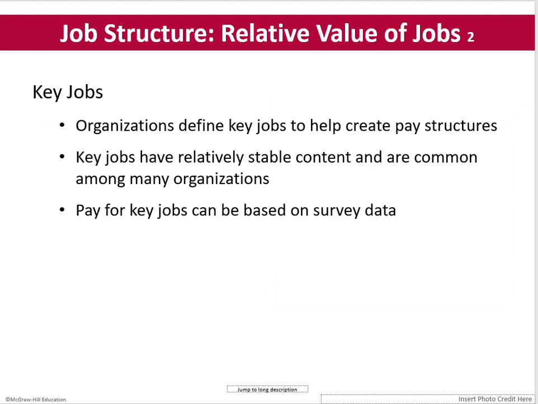Key jobs. The organization can define key jobs to help create pay structures. Key jobs have relatively stable content and are common amongst many organizations. Pay for key jobs is based on survey data.